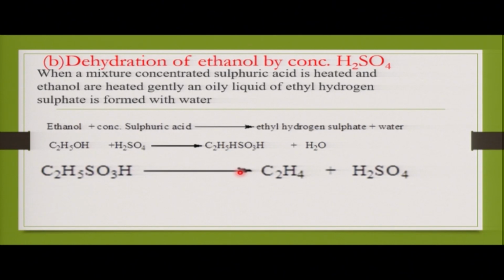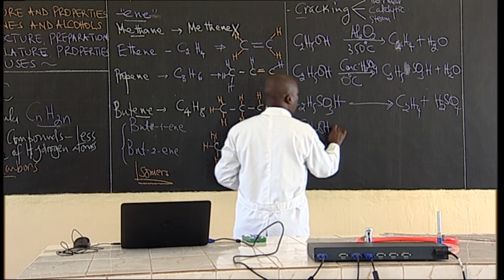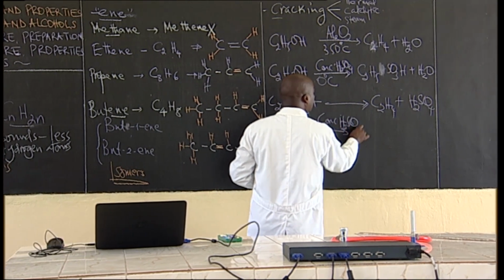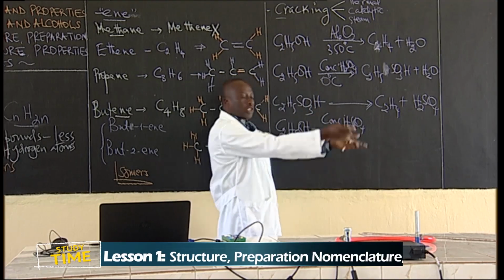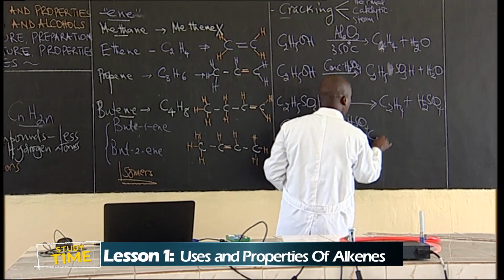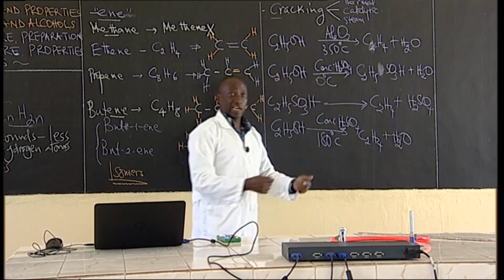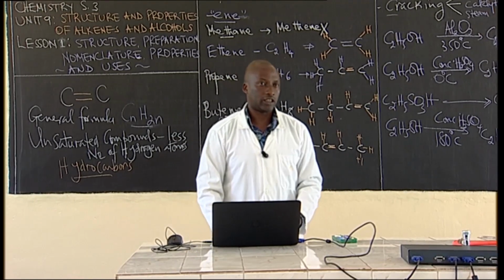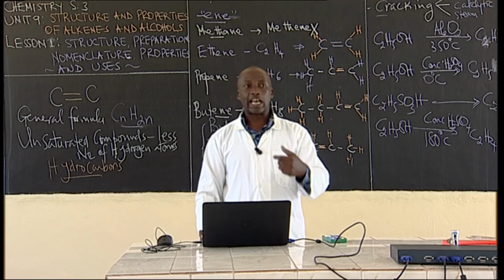So this reaction can also take place in the presence of concentrated sulfuric acid, but this time it is 180 degrees. So this one will produce ethene directly, C2H4 plus water. So this is also another dehydration reaction as indicated. That is the reaction that is indicated. So that is another method.